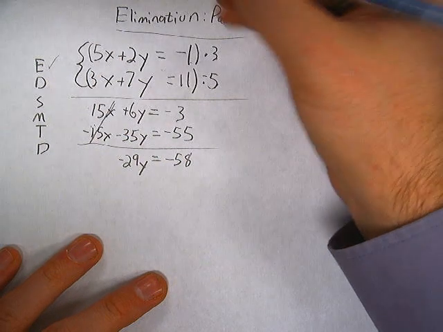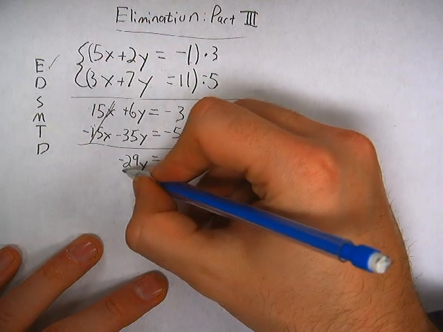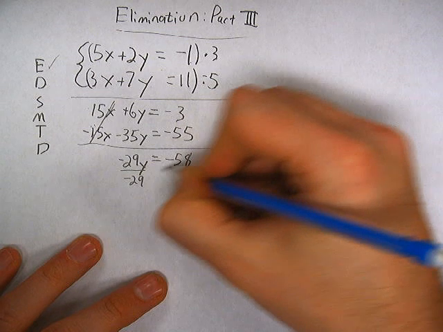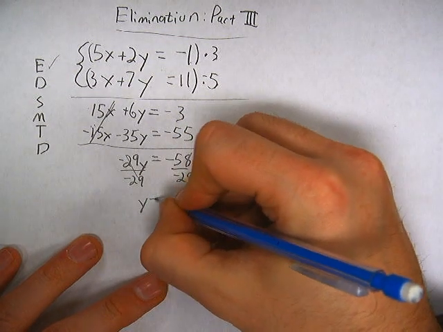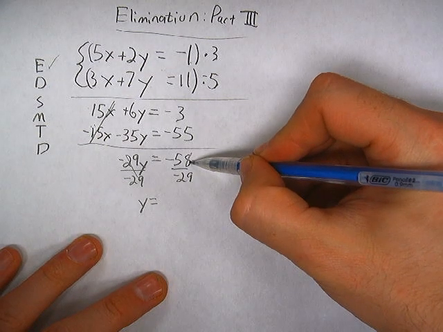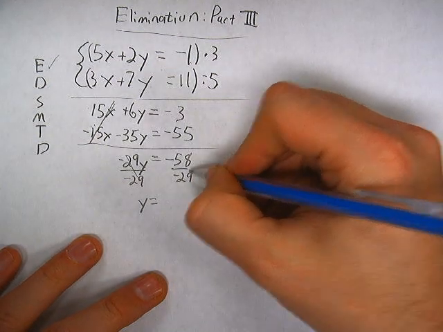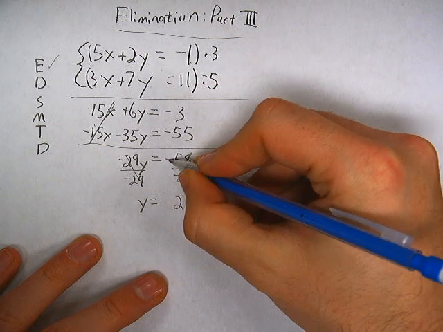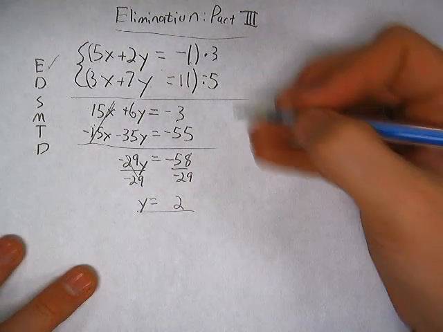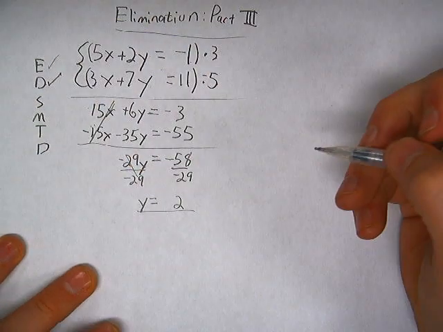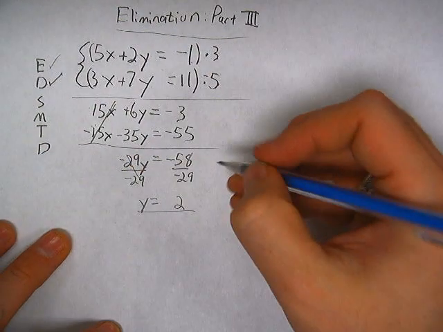Step 1 down. Now let's divide. Divide both sides by -29, by the number in front of the variable. Y is equal to, now if I can't remember that, I can go to my calculator, but 58 divided by 29 is 2, and the two negatives cancel out to make a positive, and I've got y equals 2. Step 2, done. Now step 3 is substitution.